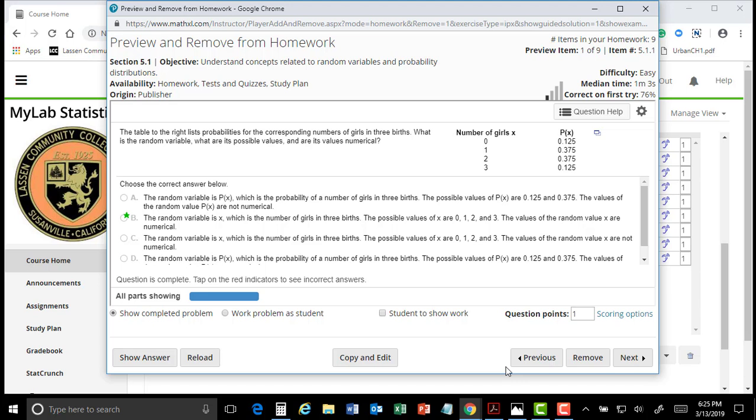Okay, so let's see what it has here. It says, the table lists the probability of corresponding numbers of girls in 3 births. Okay? So we have 3 births. Now, what is the random variable? What are the possible values and its values numerically? Okay, so choose the correct answer. What is the random variable x?